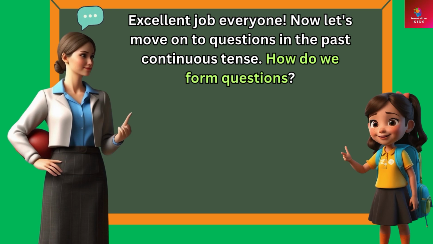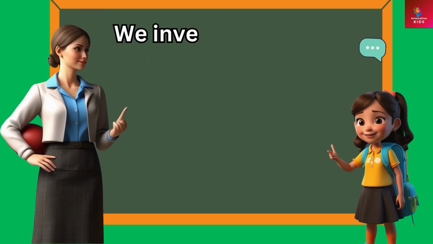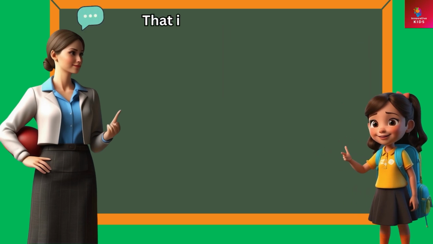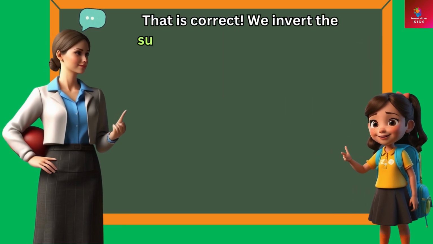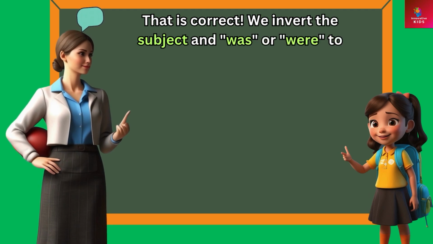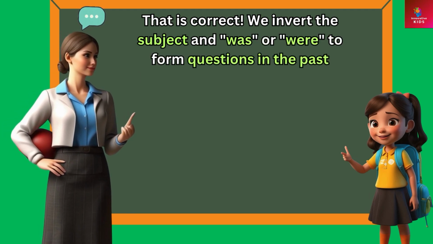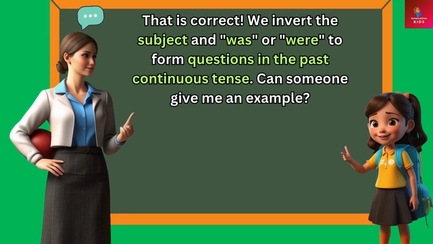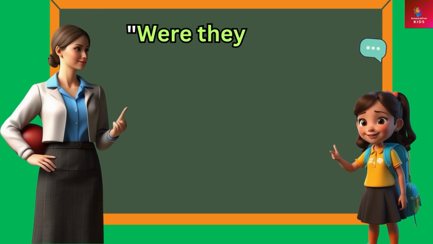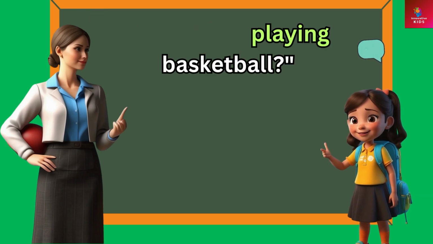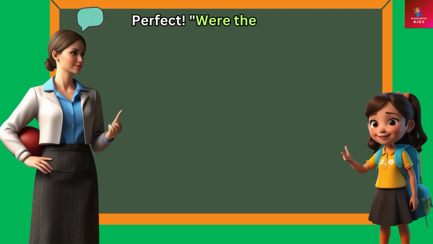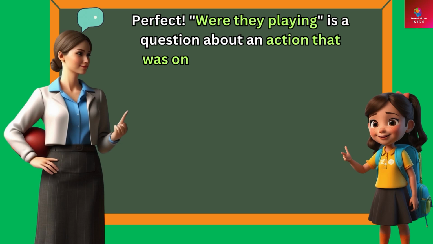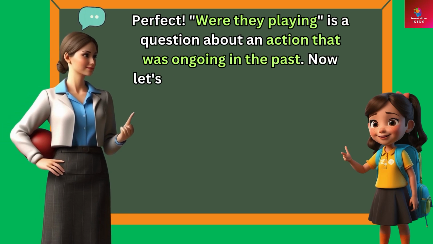How do we form questions? We invert the subject and was or were. That is correct. We invert the subject and was or were to form questions in the past continuous tense. Can someone give me an example? Were they playing basketball? Perfect. Were they playing is a question about an action that was ongoing in the past.